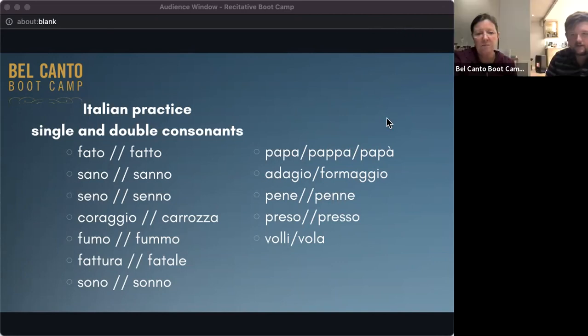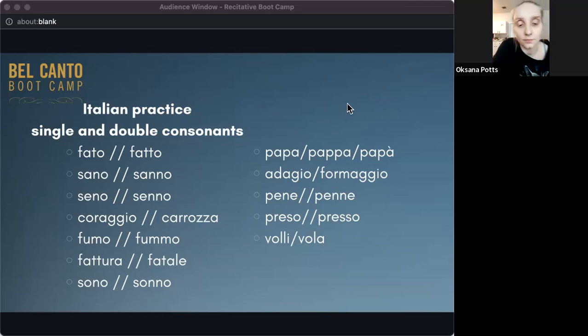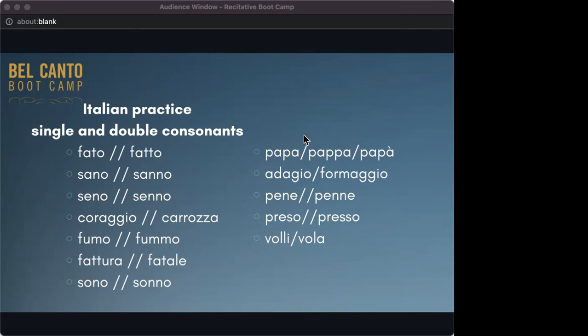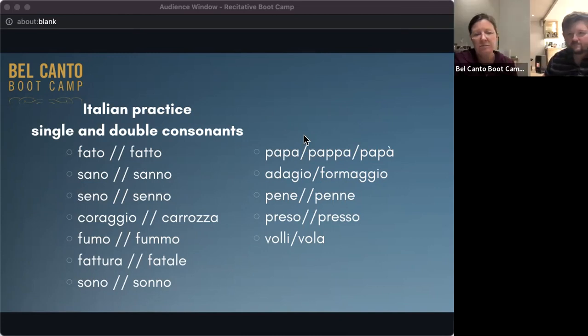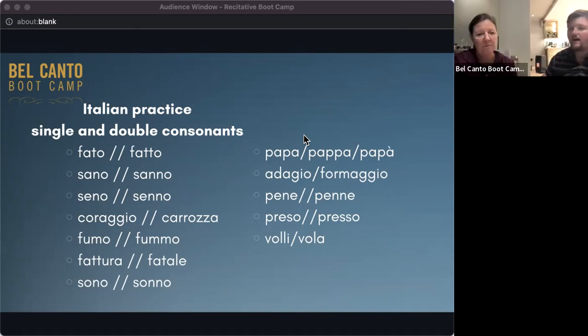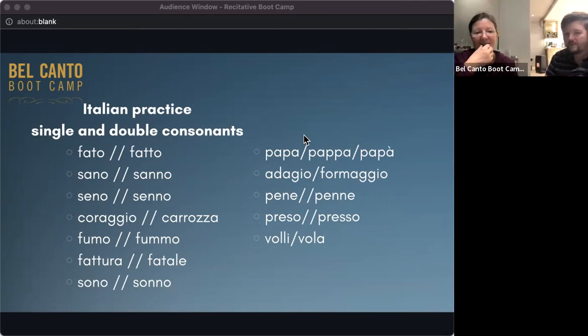Good. Braden, will you read the second line? Sano, sanno. Good. Even good, longer vowel. Sano, sanno. Say me sano, like a triplet. Sano. That's a double N. Sano. Good. And sanno. Sanno.